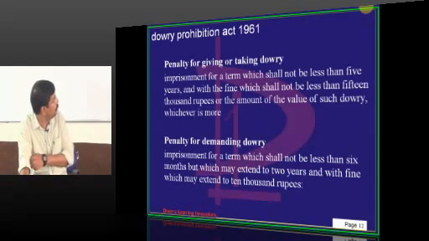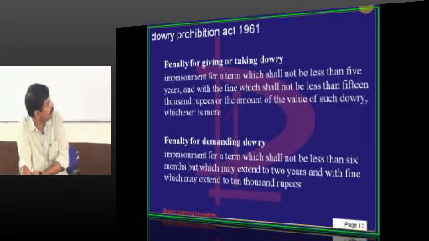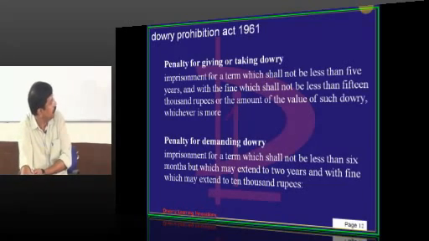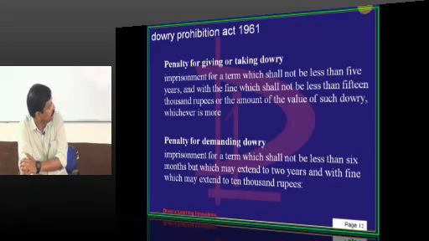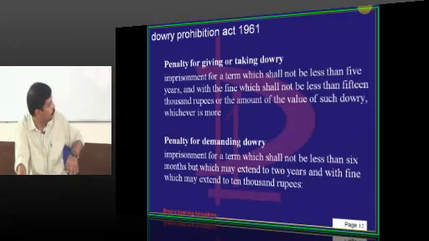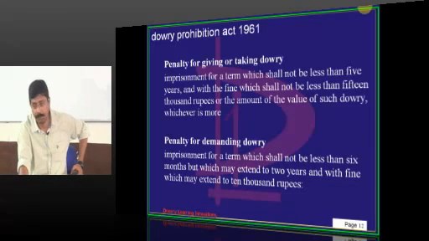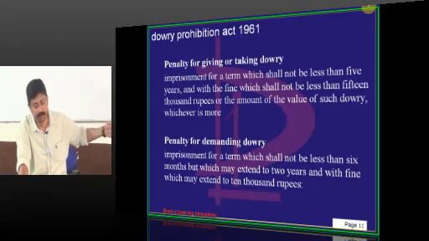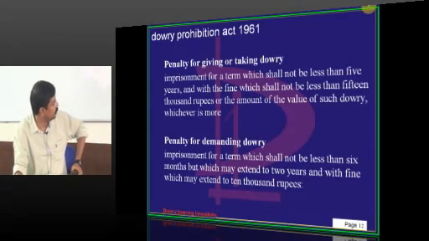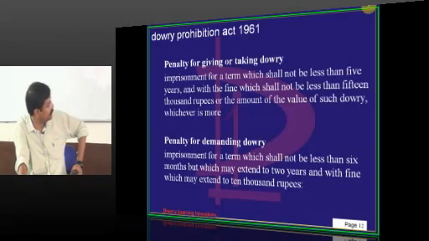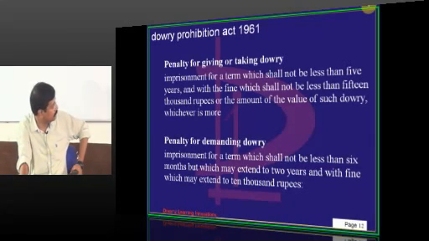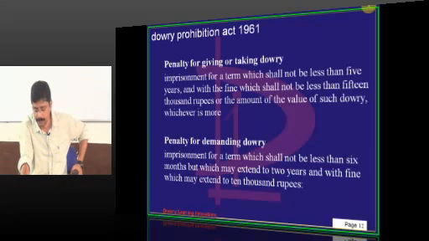So Dowry Prohibition Act, there is a penalty for giving or taking dowry, imprisonment for a term which shall not be less than 5 years, and with fine which shall not be less than 15,000 rupees, or the amount of the value of such dowry, whichever is more. Okay. Penalty for demanding dowry. Okay. Here there is a transaction in the first thing. In here they are demanding, so it will not be less than 6 months, but which may extend to 2 years, and with fine which may extend to 10,000 rupees. Okay.